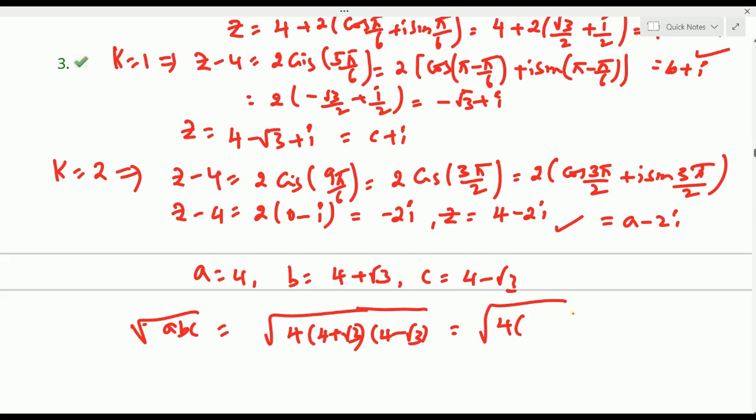a plus b into a minus b is a square minus b square. a square is 4 square, 16, minus root 3 whole square, which is 3. Therefore this is 4 into 16 minus 3, that is 13. 4 into root over 4 into 13, we can write 2 root 13. Root 4 is 2. Here also the options were missed. The third option given is 2 root 13.